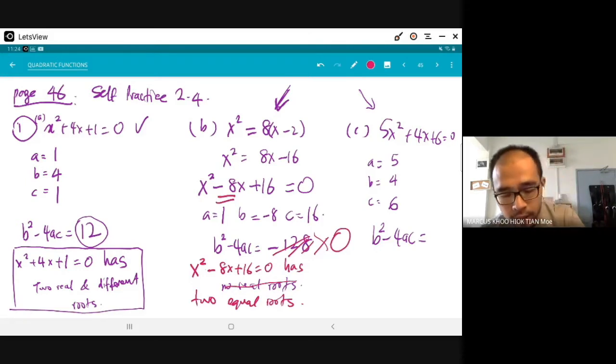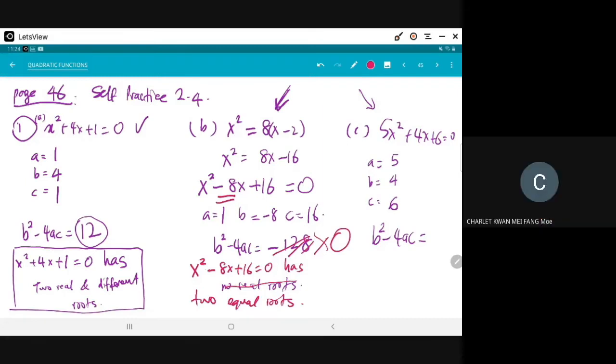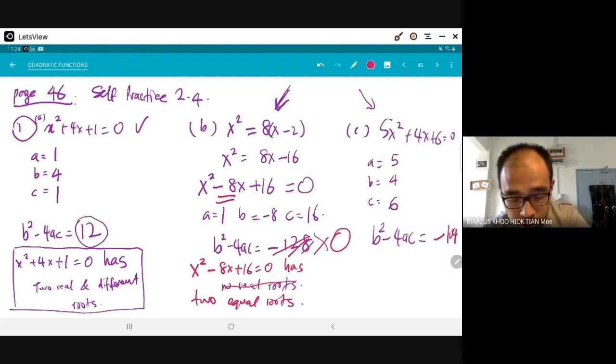Okay, all right, the third one, Charlotte. Value of B squared minus 4AC and the interpretation, please. Negative 104. Okay, negative 104. So what is the interpretation?